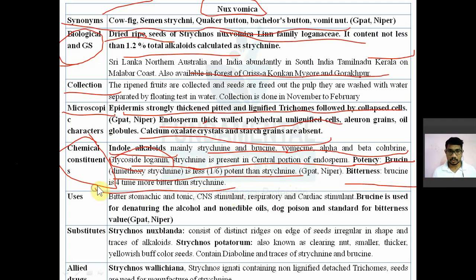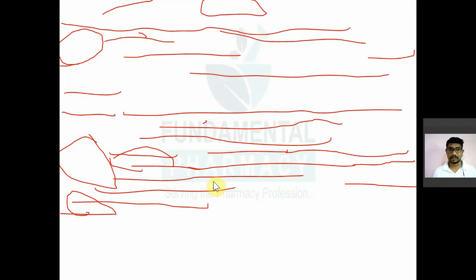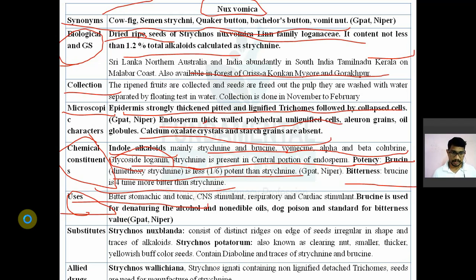Remember this. This is the important part from chemical constituents. Now what are the uses of this? Actually they are not used nowadays because they are poisonous. Bitter, stomachic and tonic. Bitter means they will increase your salivary secretion. Stomachic means they will increase your hydrochloric acid secretion in the stomach. Any drug that will increase the GIT secretion is known as a stomachic.